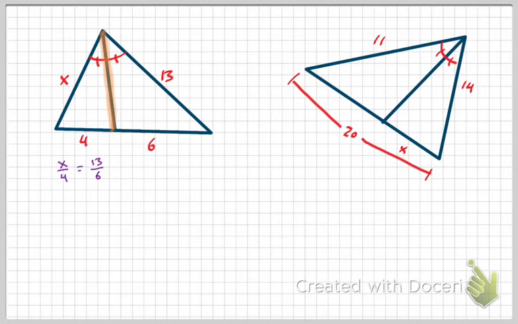If I did it the other way, where I cross my angle bisector, that would be x over 13 equals 4 over 6. Notice I'm still cross-multiplying the same numbers. So I get 6x equals 13 times 4, which is 52. 52 divided by 6 is about 8.7.